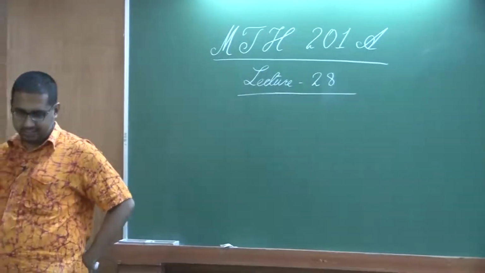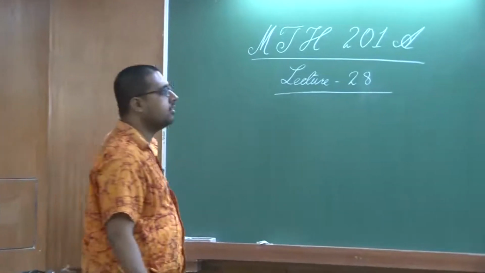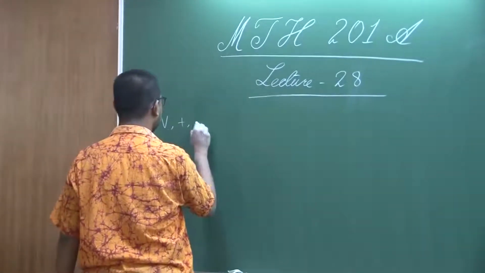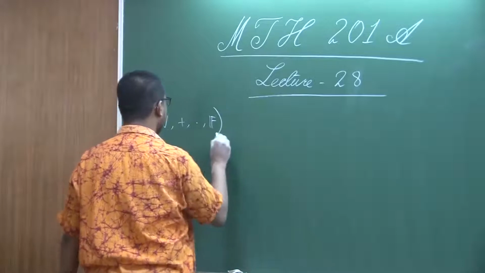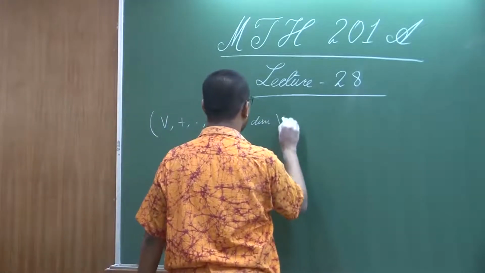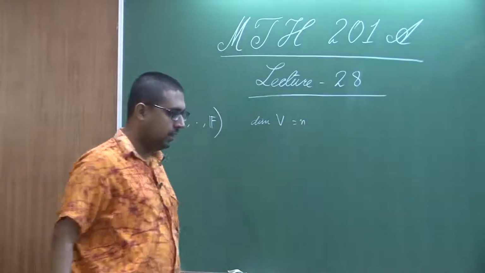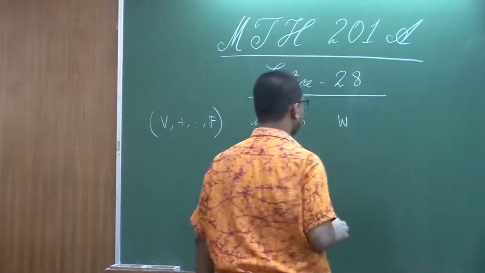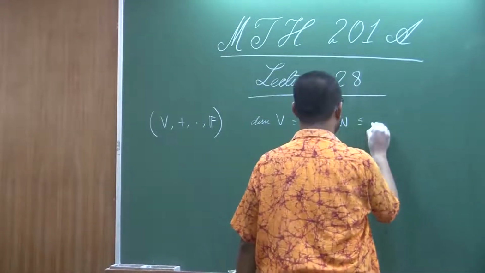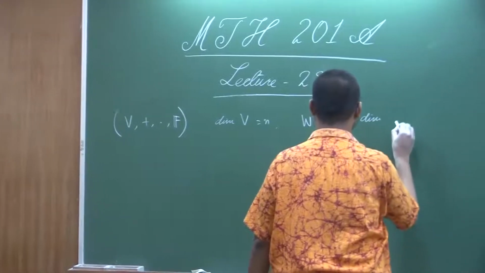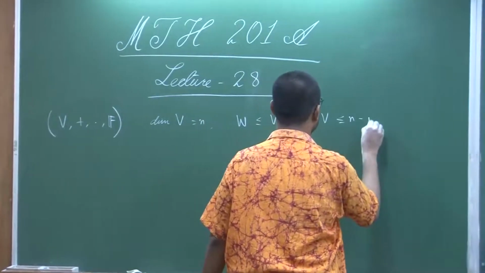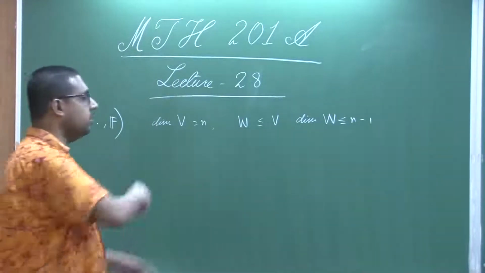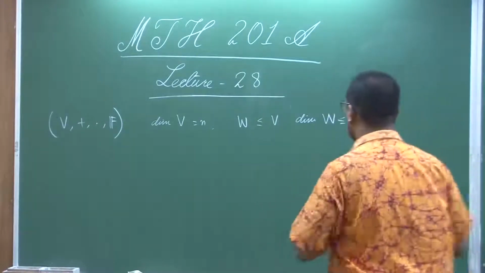Recall that in the last lecture I said we intend to prove the following. Let V be an n dimensional vector space over F, and let W be a proper subspace of V. Then we will prove that W is the intersection of, well, let us put it in this way.